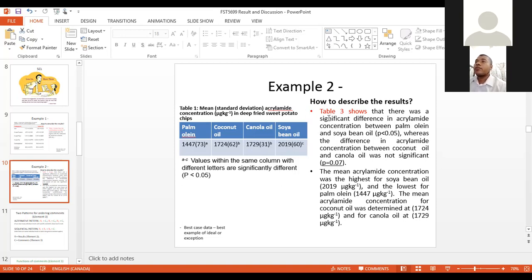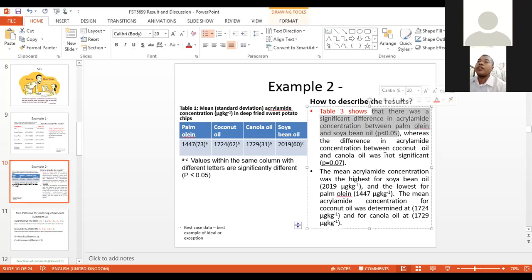Okay, so how to write the result? This is an example. Table 3 shows... So this is the location, the location of the result. There was a significant difference in acrylamide concentration between palm oil and soybean. So this is describing the result, right?